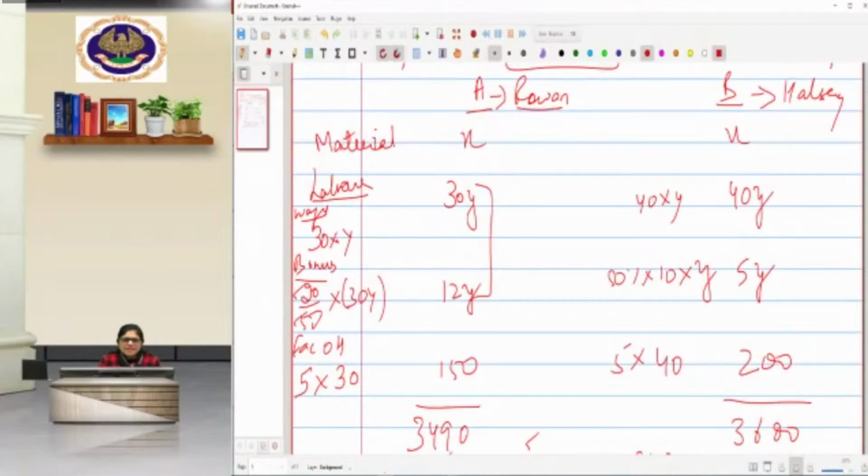So Rowan says the bonus plan is time saved by time allowed. Mr. A, the worker, has saved 20 hours. So 20 divided by 50 into time taken into rate per hour. Time taken is 30 and rate per hour we don't know, so we have assumed it as Y. So 20 divided by 50 into 30Y. So that is the bonus as per the Rowan plan.